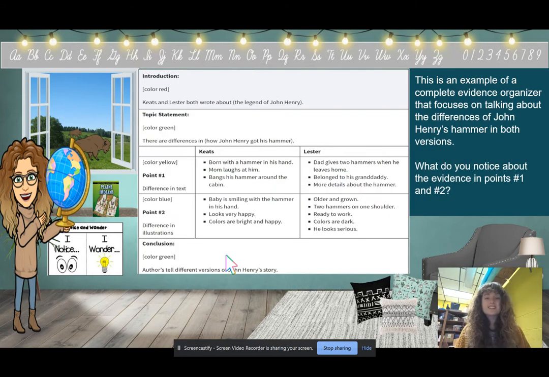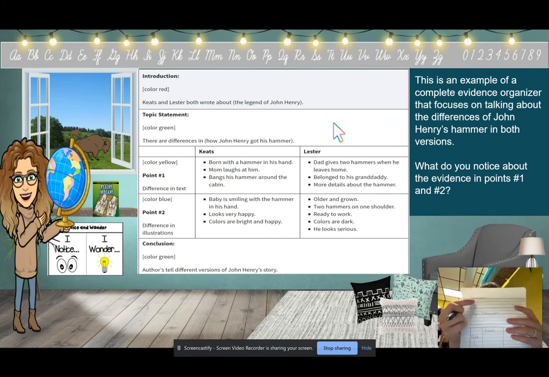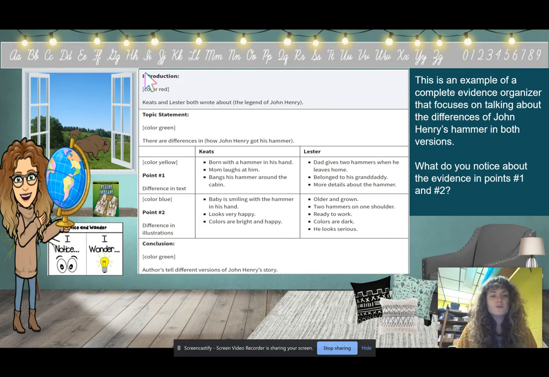So here's an example of an evidence organizer talking about the differences in how John Henry got his hammer. So the introduction says, Keats and Lester both wrote about the legend of John Henry. That would be our introduction. So we are actually going to use that same introduction in our organizer. So go ahead and pause the video, and we are going to write this top sentence.